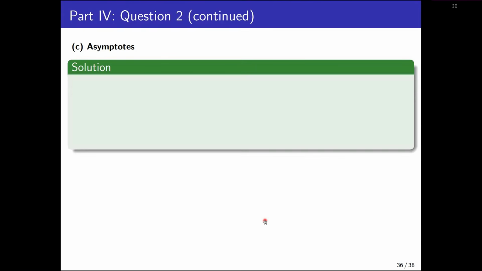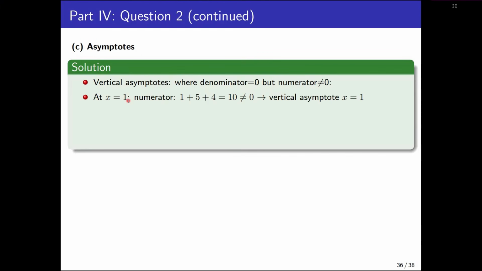The next one, the asymptote of the rational function. The vertical asymptote is found whenever the denominator is 0 but the numerator is non-zero. That is, x equal to a certain real number is said to be a vertical asymptote of the given rational function whenever the denominator is 0, but the numerator at that point is non-zero. Therefore, at x equal to 1, the numerator is 1 plus 5 plus 4, which is 10, which is non-zero. So one of the possible vertical asymptotes of the given rational function could be x is equal to 1.